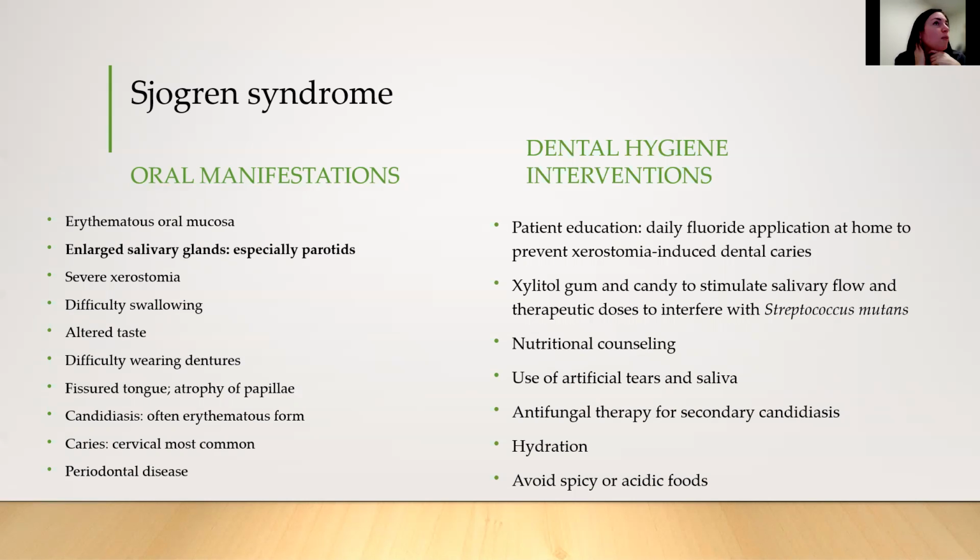But for us, the oral manifestations center around xerostomia, erythematous oral mucosa, so a lot of redness, enlarged salivary glands, especially the parotids, severe xerostomia, difficulty swallowing, altered taste, difficulty wearing dentures, fissured tongue, atrophy of papilla, candidiasis, and caries. All of these are significant consequences of chronic reduced saliva. So all of those things are the oral manifestations.